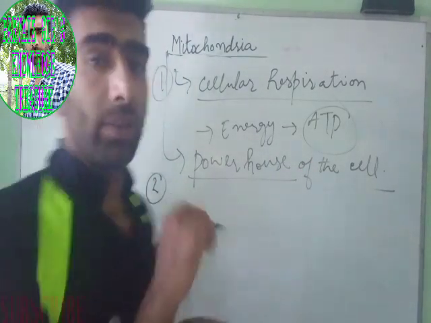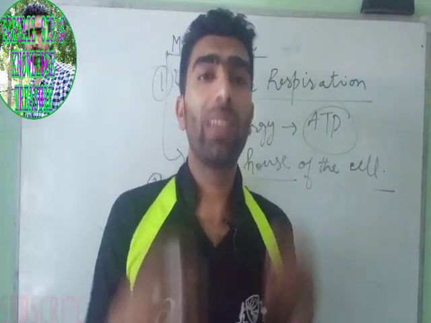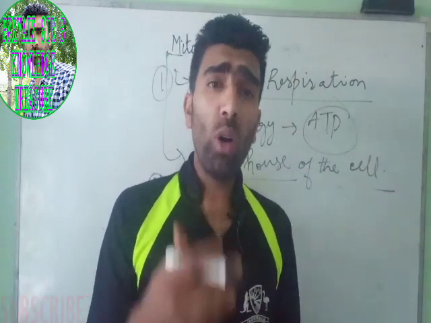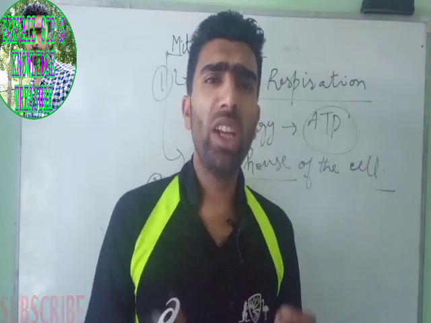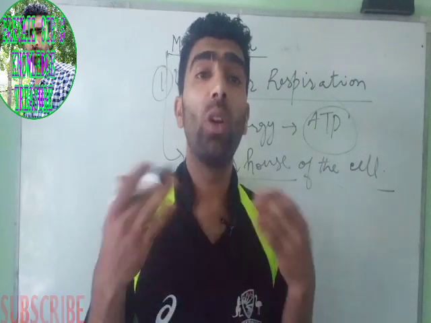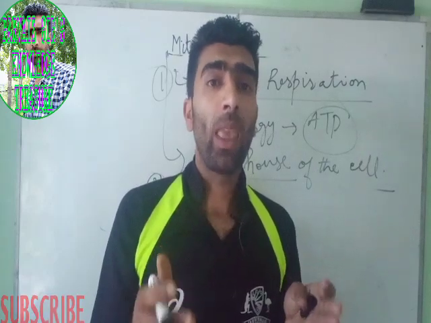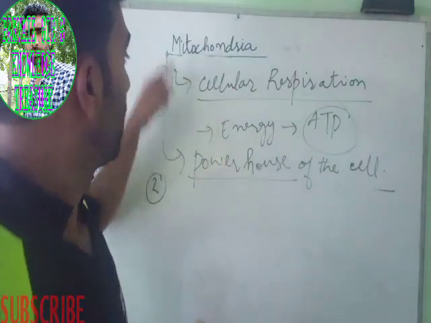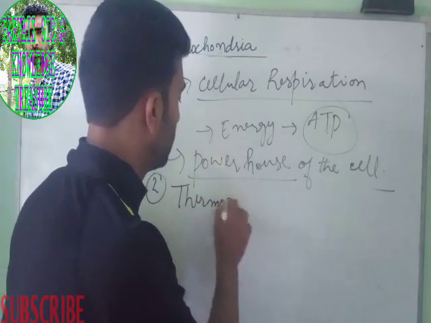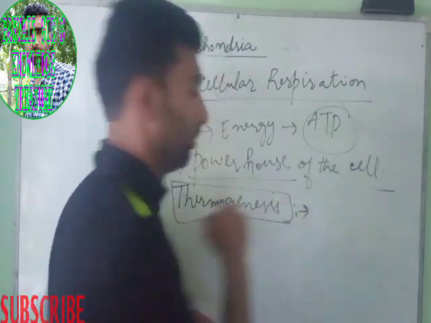Another function: the number of mitochondria in a cell depends on the needs of the cell. If more energy is needed by the cell, then the number of mitochondria in the cell increases. It also causes thermogenesis. Thermogenesis means it produces heat in some organisms.